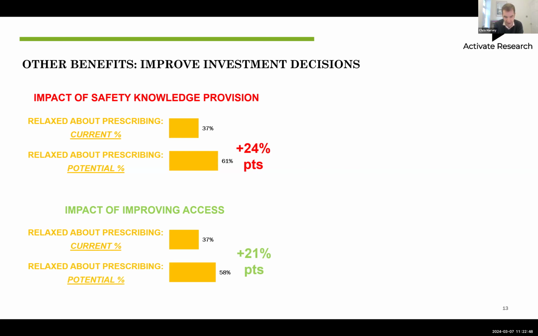So if we're thinking about how much investment we want to make, we might be comparing investment in terms of improving access versus improving safety knowledge. This can give us a good steer in terms of the types of uplifts we can expect to see as a result of that investment.